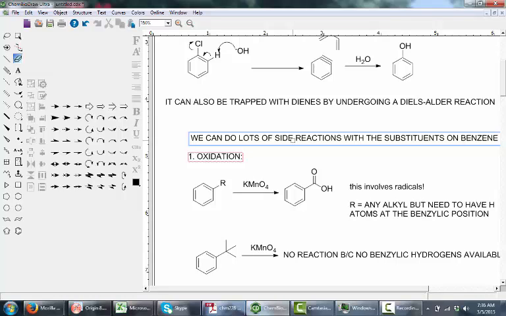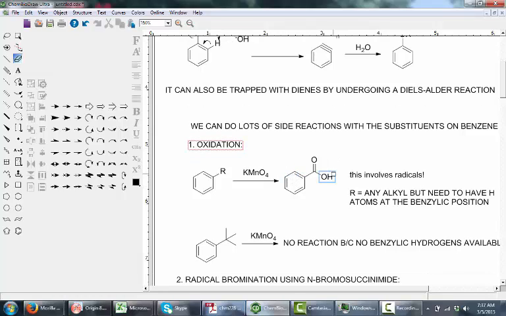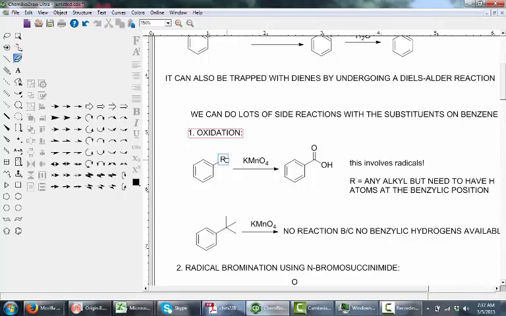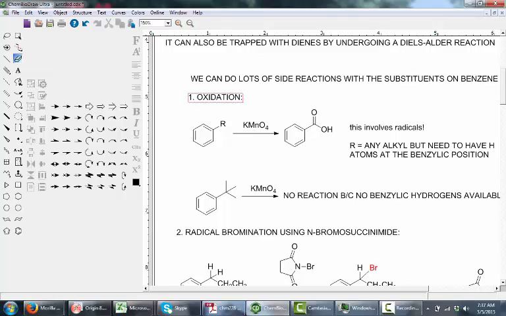So the first reaction I want to talk about for this is oxidation of the side chains. If I have any alkyl group attached to the benzene ring, so that's what this R is, and I react it with KMnO4, potassium permanganate, what I generate from that is the corresponding carboxylic acid. The mechanism for this is very complicated. However, it does involve radicals, and the only caveat is that the alkyl group needs to have a benzylic hydrogen, so you can end up forming the benzylic radical.